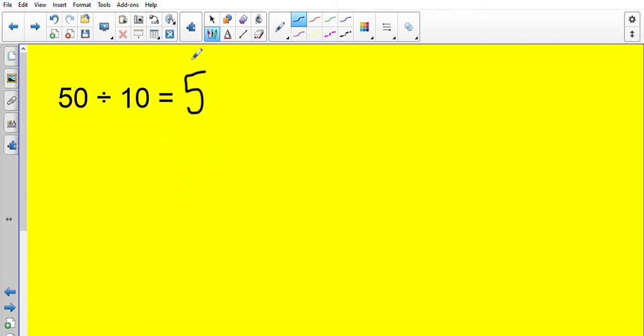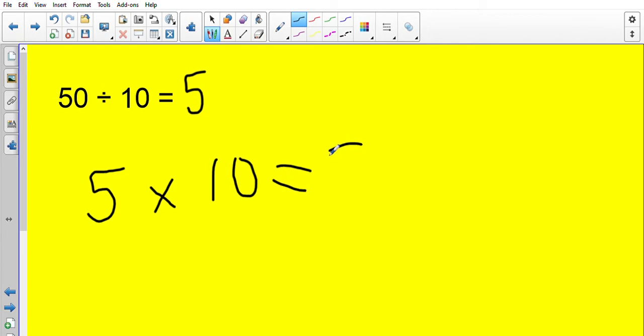And then I need to change this into a multiplication number sentence. So we're going to go 5 times, what's the next number? 10 equals, see if you can do that really quickly. 5 times 10 equals 50, you're right. So this is the inverse of our division number sentence.